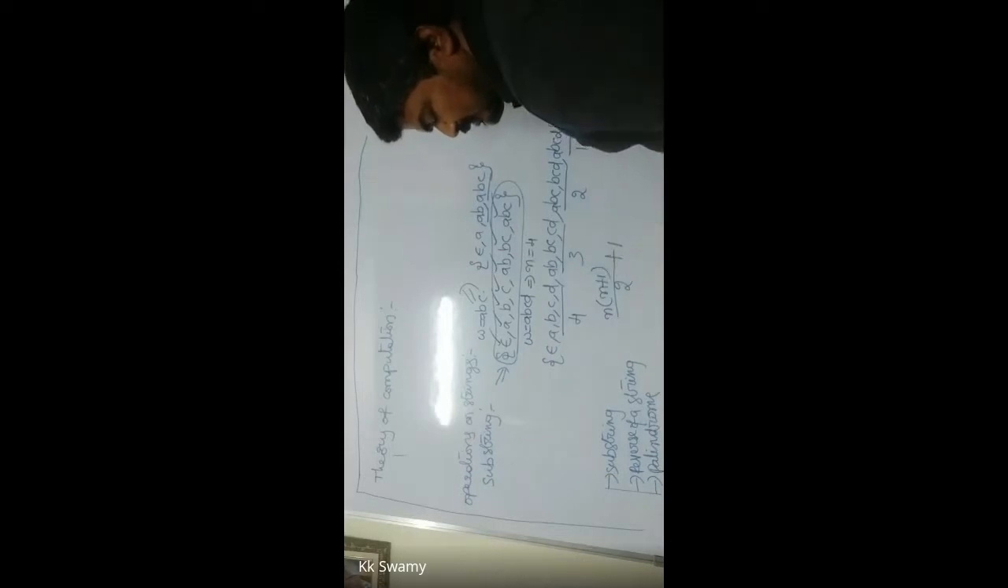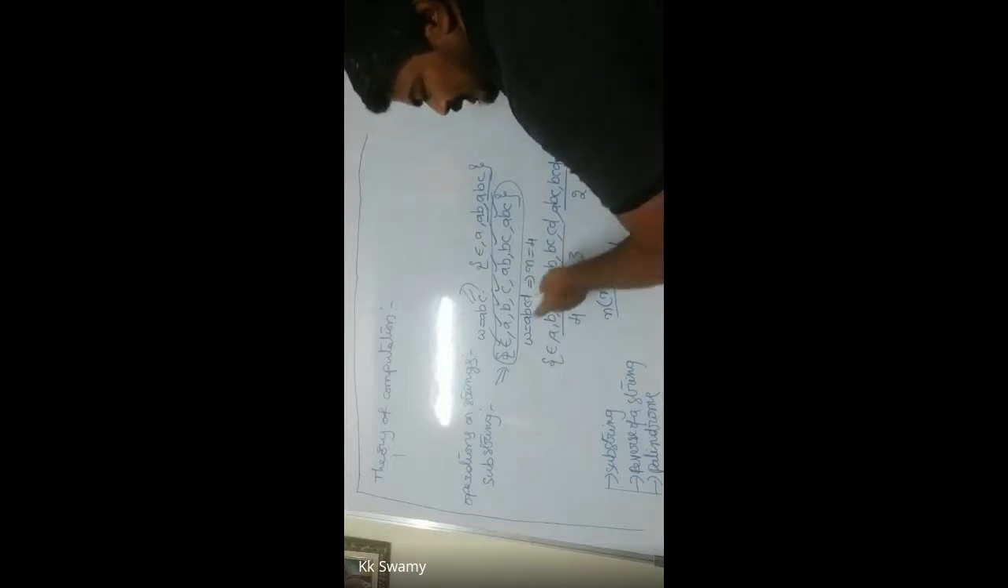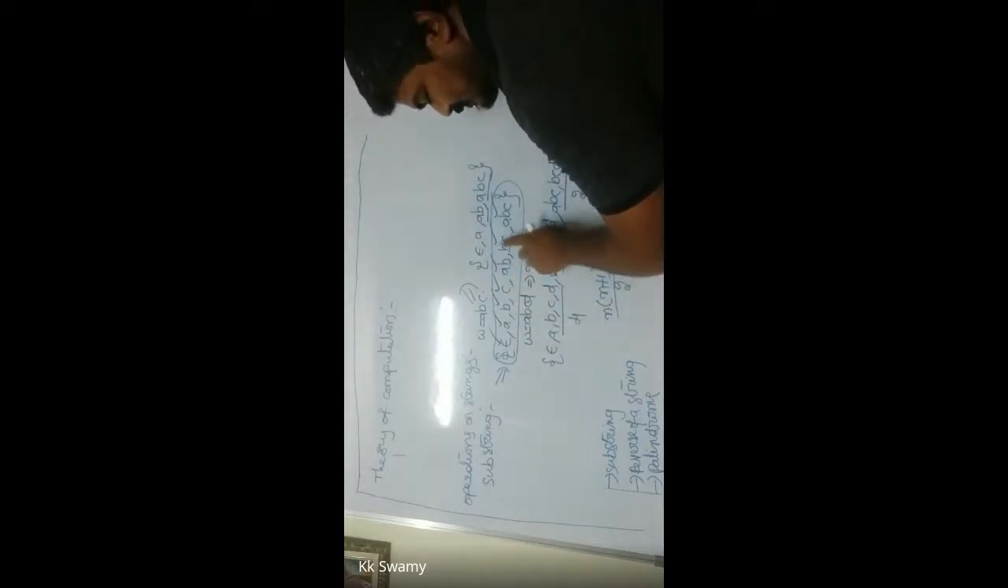Suppose we can count here, the string length n equals 3. 3 means 3 into 3 plus 1, that is 3 into 4, that is 12. 12 by 2 is 6. So 6 plus 1 is 7. Now count here: 1, 2, 3, 4, 5, 6, 7. Okay, the first condition is satisfied.